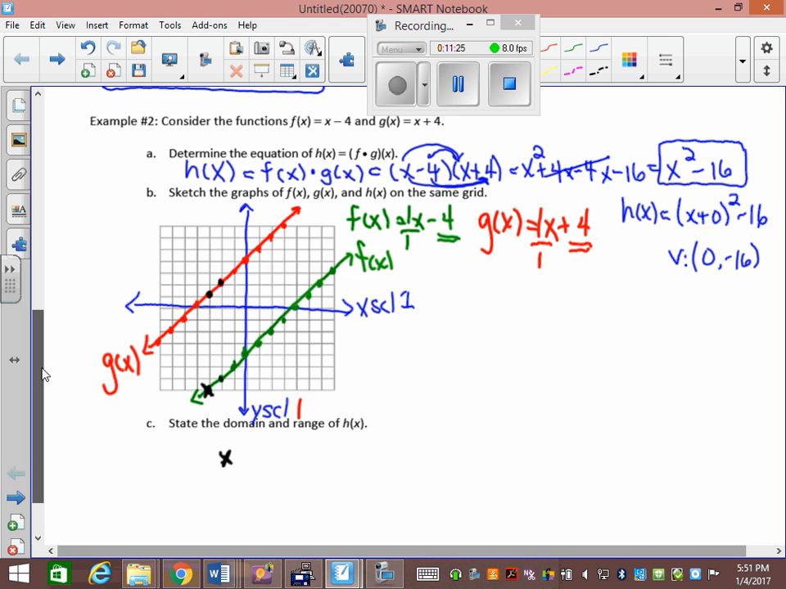Now, if I go to -1, f is at -5, and g is at -3, so that gets me to 15, so somewhere down here. If I go to 0, f is at -4, g is at +4. -4 times +4 is -16, which is what we said the vertex of h of x is. So we know we're right.